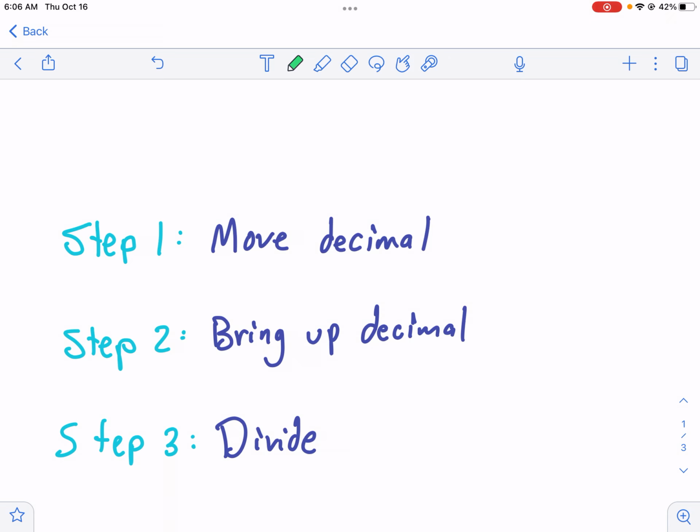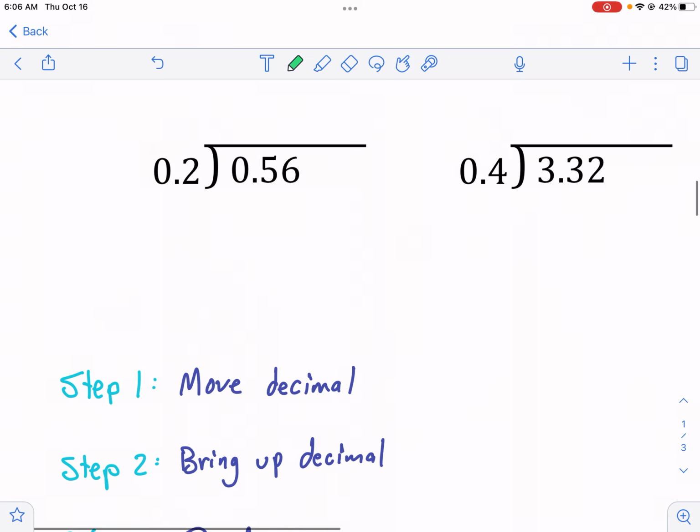So the first step is we are going to move the decimal. What that means is we need to change this problem so that we are dividing by a whole number. We want this to be a whole number instead of that 0.2. We want it to be a 2. Now, we just can't move the decimal and say, okay, let's divide 0.56 by 2, because we just changed the problem. So we have to change something else if we move that decimal.